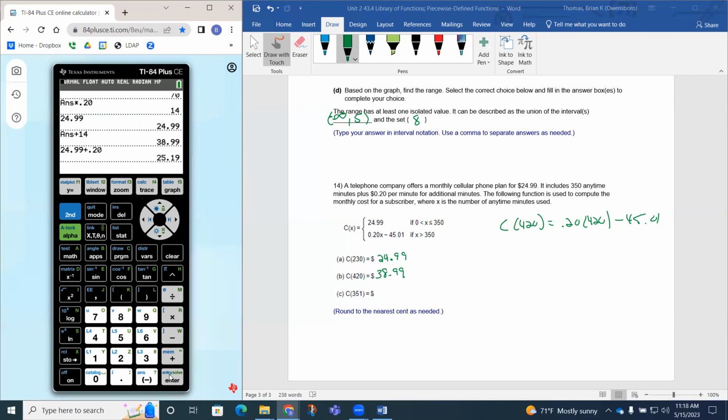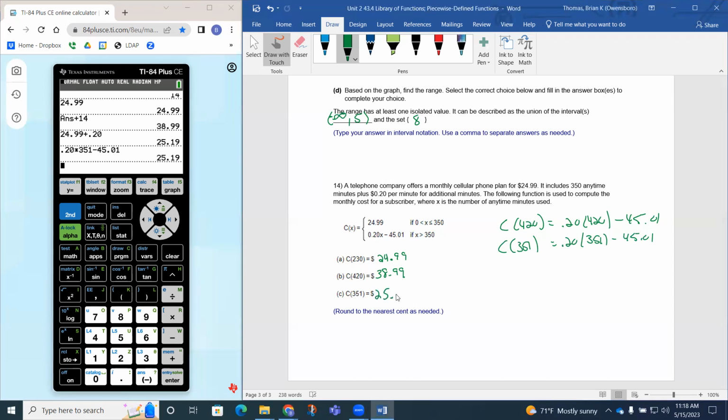Now, if I want to use the cost function, the cost of 351 is going to be 0.20 times this 351 minus the 45.01. So I check it out there and see if the cost function gives me the same thing. 0.20 times 351 minus 45 and a penny. That gives me 25.19 as well. So it does give me the same thing.